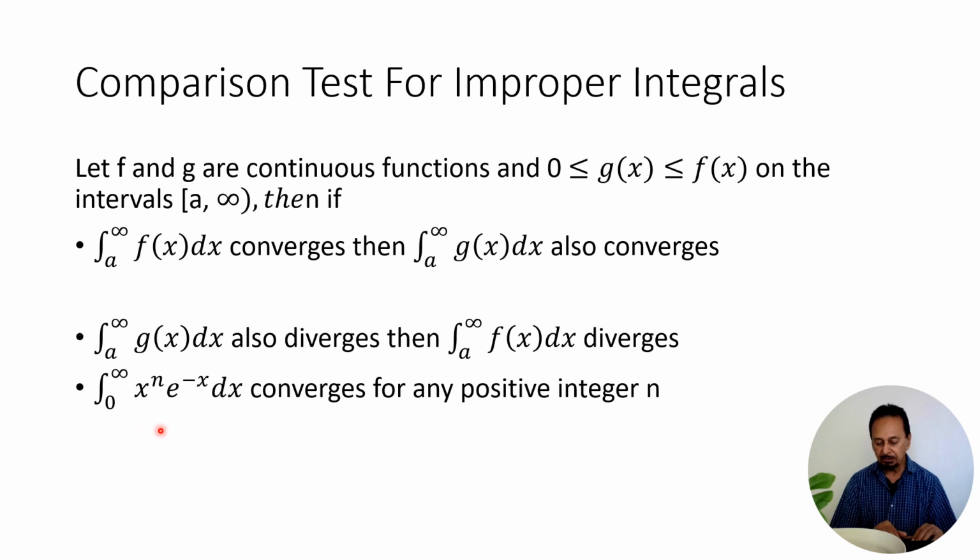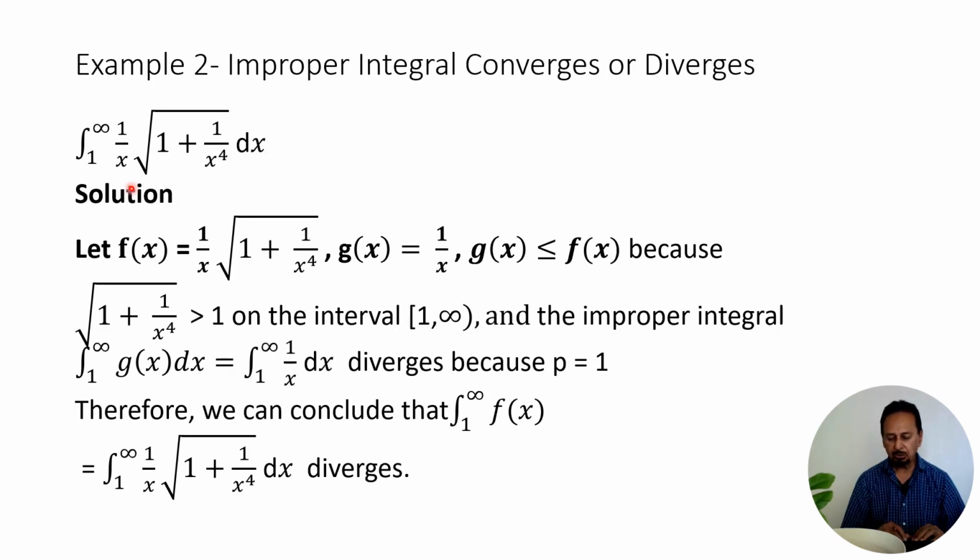So here you have the integral of x to the n e to the minus x from 0 to infinity, it converges for any positive integer n. So example 2, integral from 1 to infinity of 1 over x times the square root of 1 plus 1 over x to the 4. So let f of x be 1 over x times the square root of 1 plus 1 over x to the 4, and g of x is 1 over x.